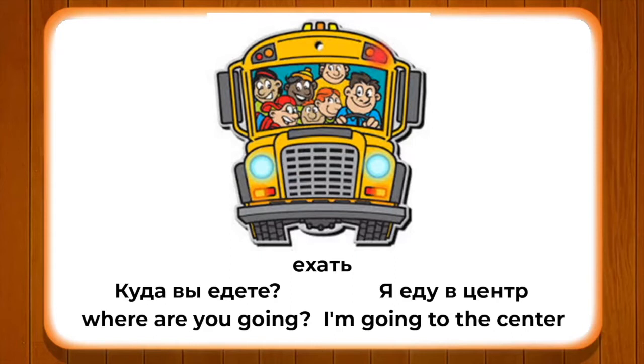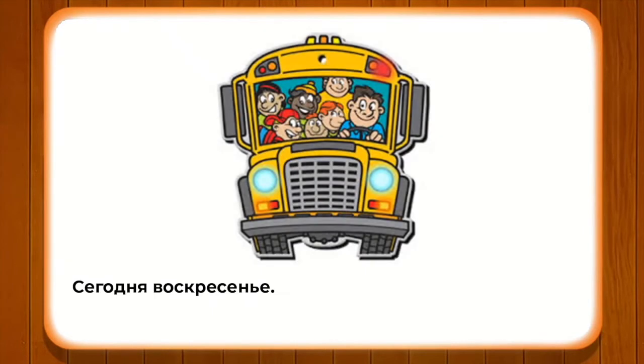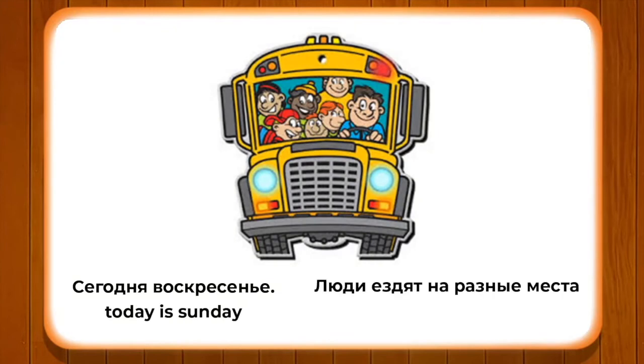Alright, now let's go ahead. Here you can pay attention to this particular example. Сегодня воскресенье, today is Sunday. Люди ездят на разные места. So here we have used the verb ездить in plural form, in the они form. Люди ездят. Куда они ездят? Они ездят на разные места. So they are going to different places, which is multi-direction.